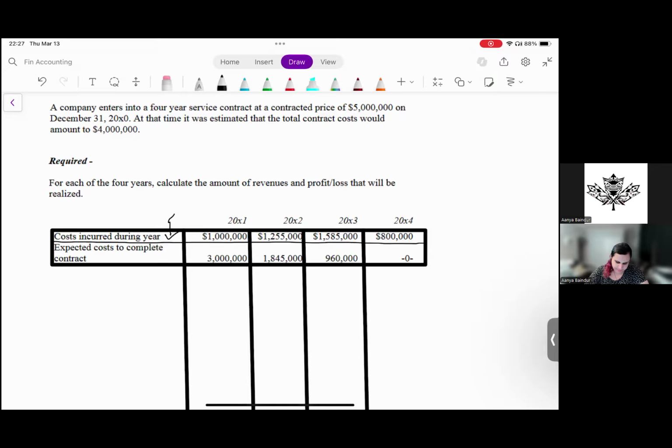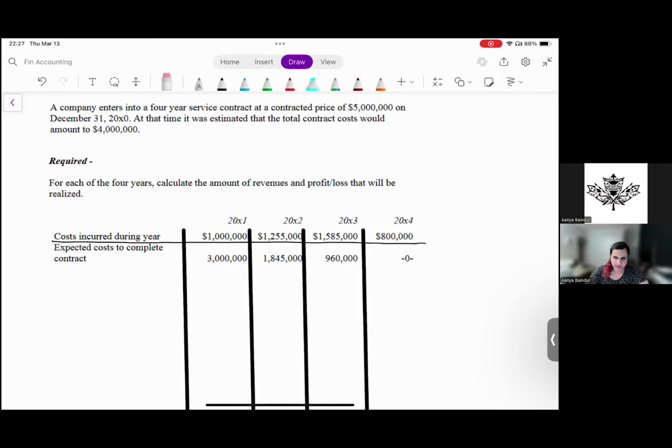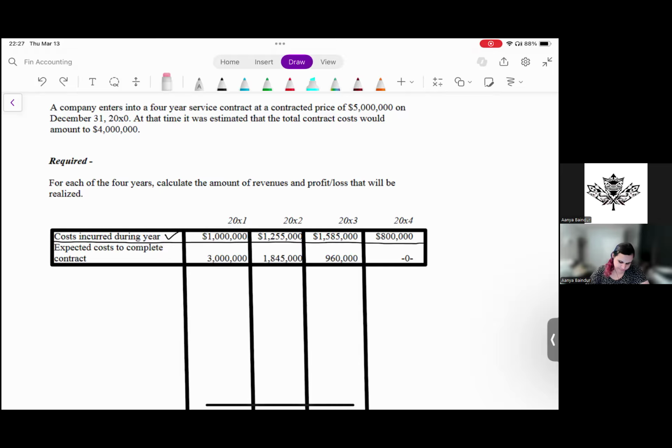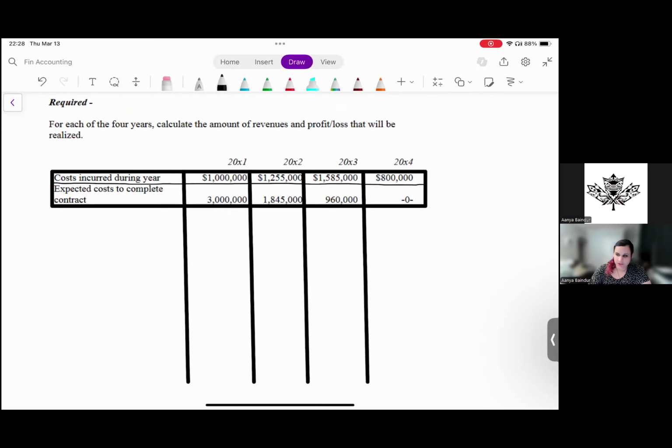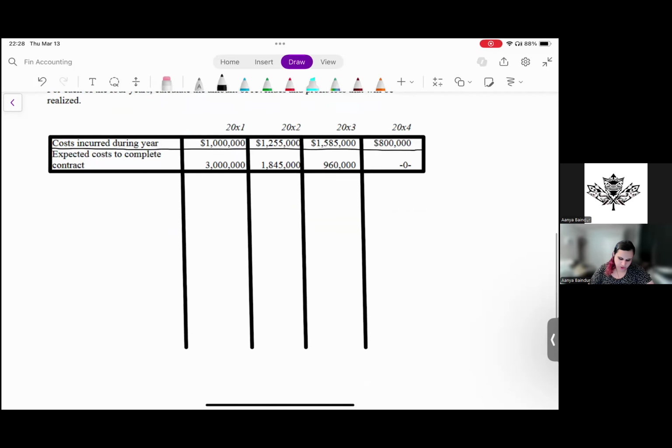And then after that, we'll find the profit and loss for each of the following years. So let's get started. Normally for these questions, I like to make a table. It makes it much easier to do the calculation. So, costs incurred during the year.